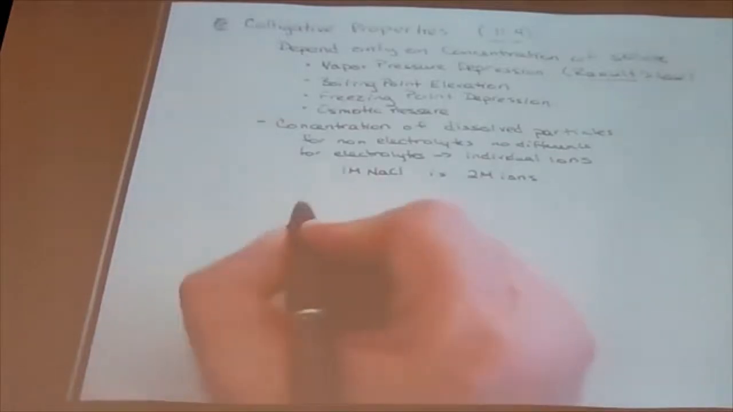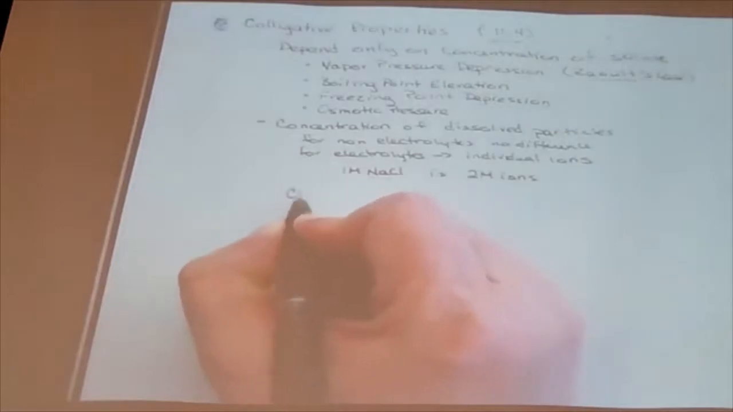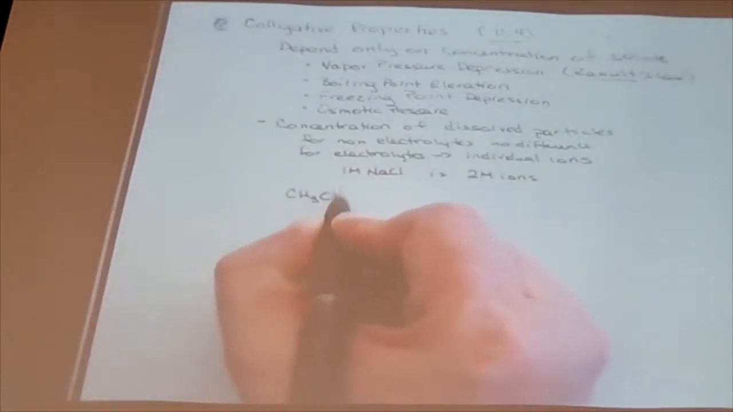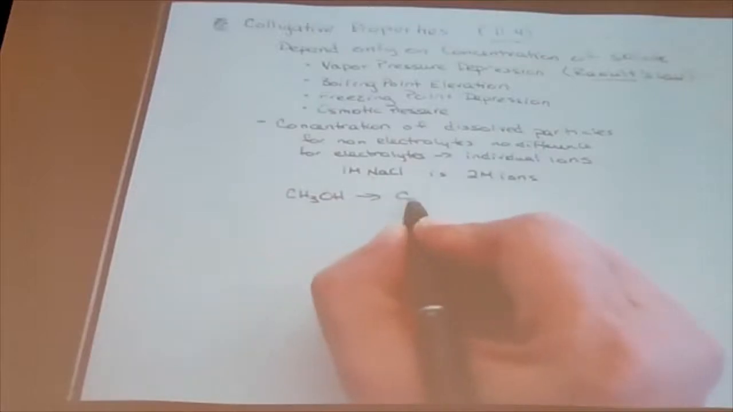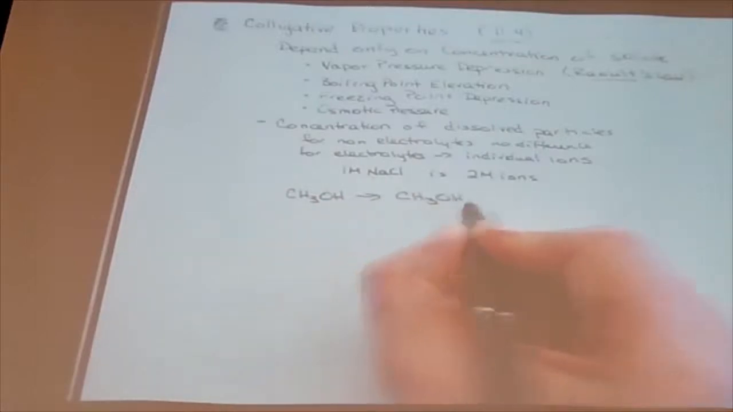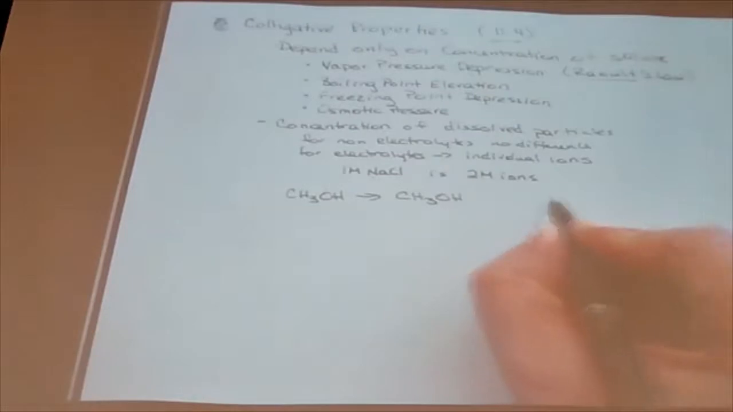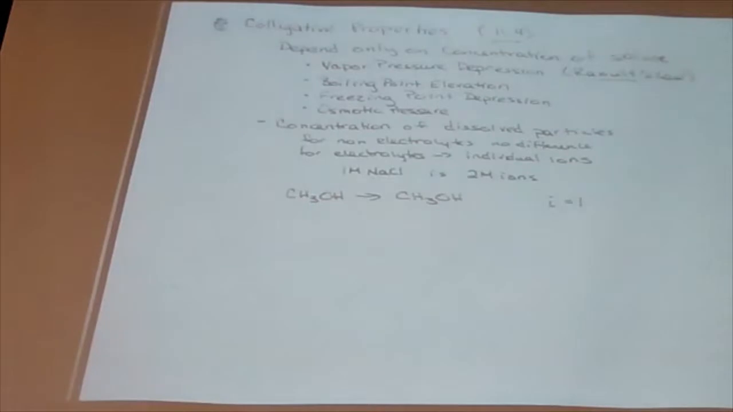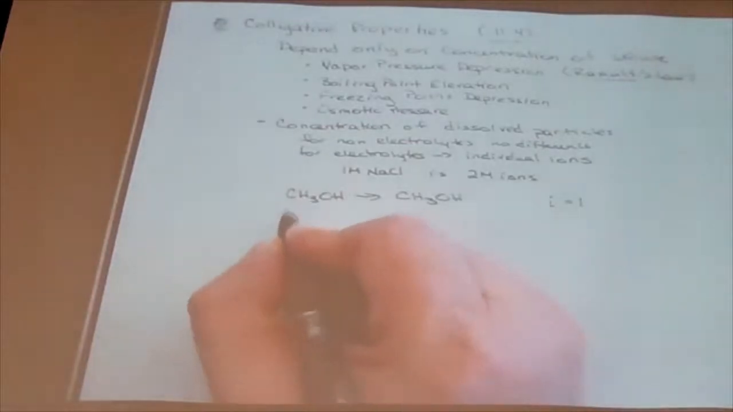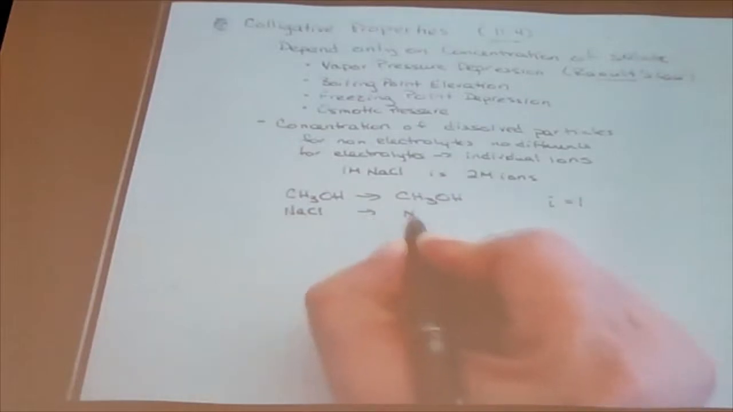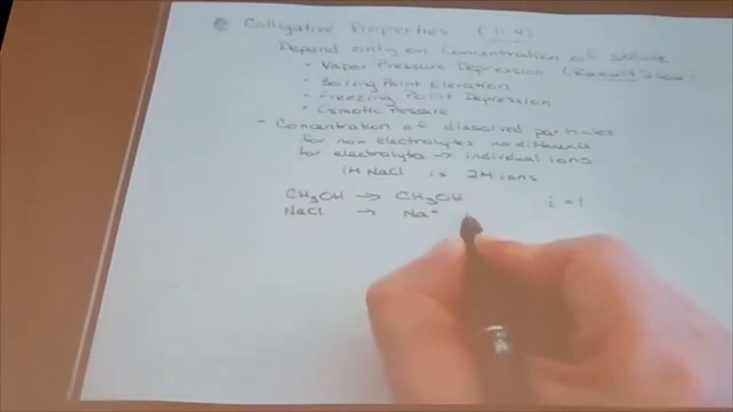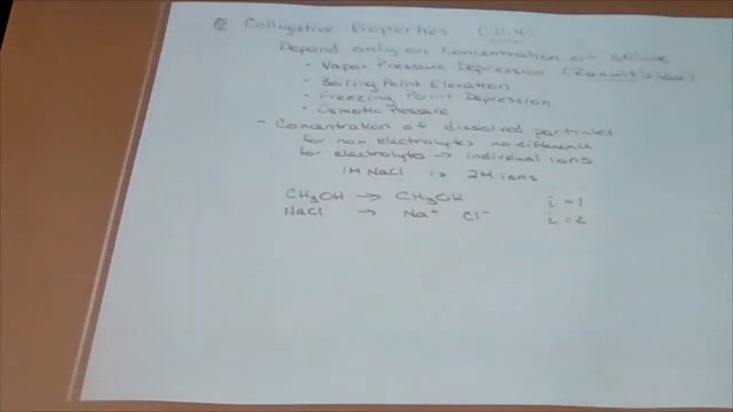All right, so we would say that methanol, when it dissolves, is only going to form methanol. And it's going to have, I'm going to use an i for this factor, it's going to have a factor of 1. We change the concentration by a factor of 1, which means 1 times anything is itself, it doesn't change. Sodium chloride, when it dissolves, it's going to form its separate ions, and so we have a factor of 2.